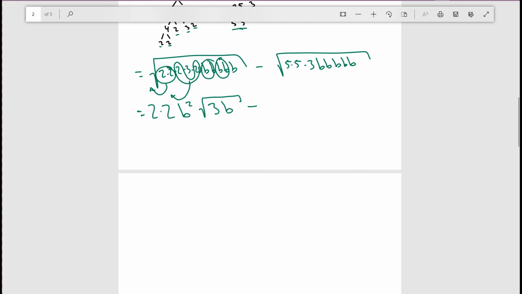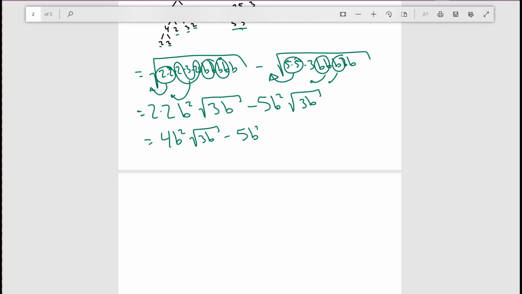Okay, minus. Okay, I have a pair of 5's. Take it out. And then I have 2 pairs of b's, which I'm also going to take out. That's a b squared. And then what I'm left with is the square root of 3b. So 2 times 2 gives me 4b squared, square root of 3b, minus 5b squared, square root of 3b.